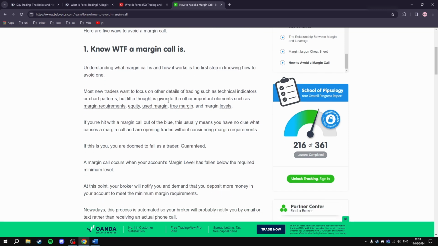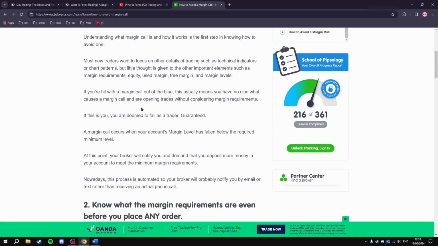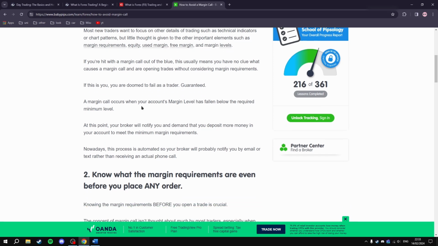Most new traders want to focus on other details of trading, such as technical indicators or chart patterns. But little thought is given to the other important elements, such as margin requirements, equity, used margin, free margin, and margin levels. If you're hit with a margin call out of the blue, this usually means that you have no clue what causes a margin call and are opening trades without considering margin requirements. If this is you, you are doomed to fail as a trader, guaranteed.